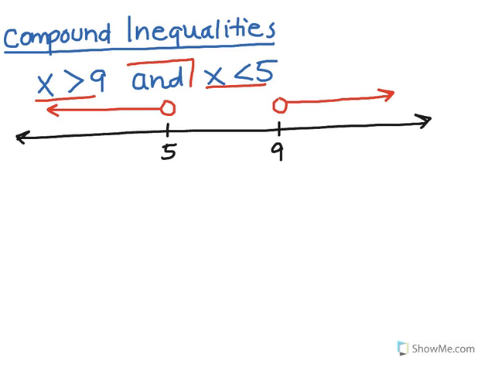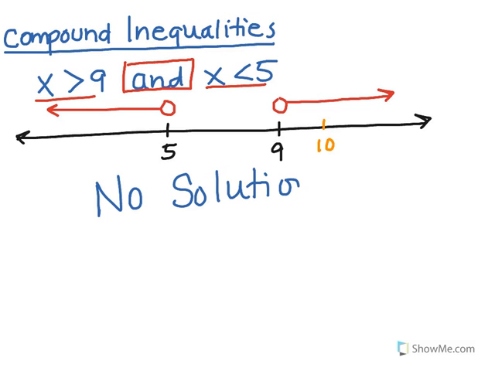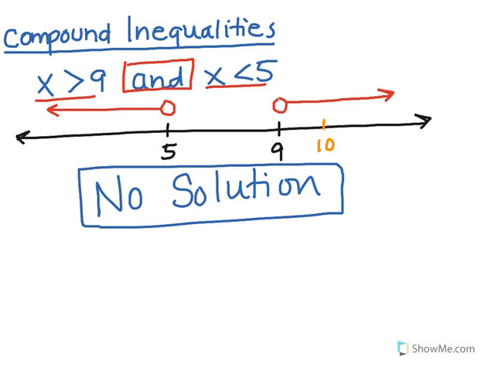Remember that an AND statement says, I want to know what numbers are true for both of these statements. Any number I pick over here, say the number 10, will only be true for one of these statements, not both of them. So when I ask for what numbers are greater than 9 and less than 5, the answer is no solution, because there aren't any numbers that are both greater than 9 and less than 5 at the same time.